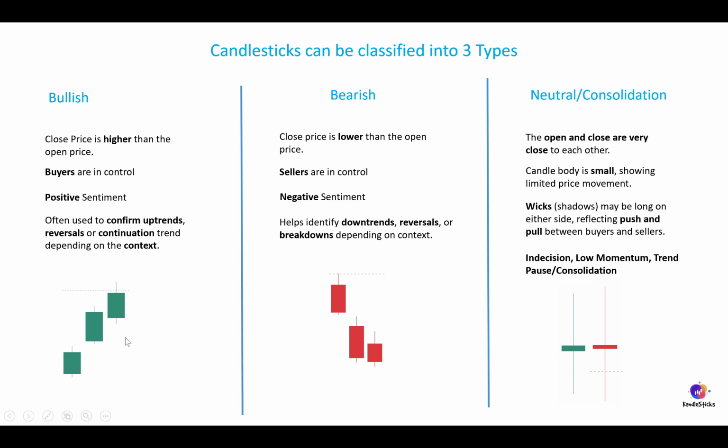We'll now get into the different types of bullish candles and their names, different kinds of bearish candles, and different types of neutral slash consolidation candles. With that said, see you in the next session.